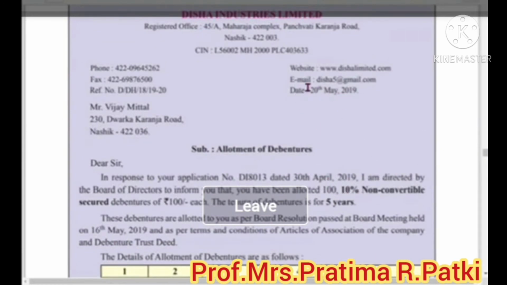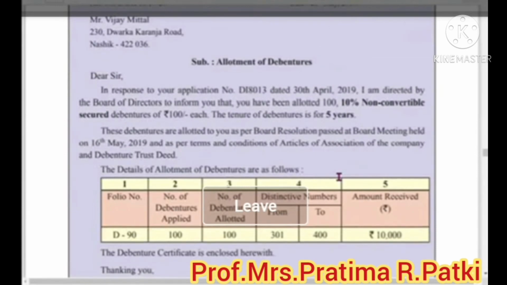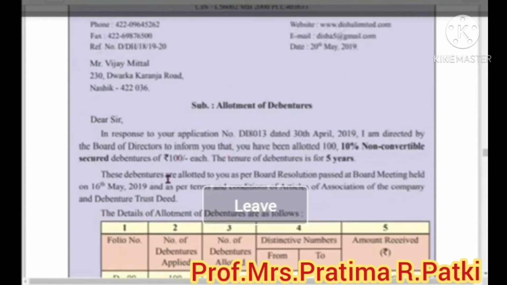You can see this is the date of the letter. The meeting is conducted before this date and the meeting date is 16th May 2019. And when you had applied, 30th April. So you need to remember how you write your dates. On 30th April you had applied to the company, the debenture holder had applied to the company. Then the meeting took place and after the meeting, the decision was taken by the board of directors and then the allotment letter, as per their discretion and decision, was given to the debenture holder. Here the debenture holder is Mr. Vijay Mittal.